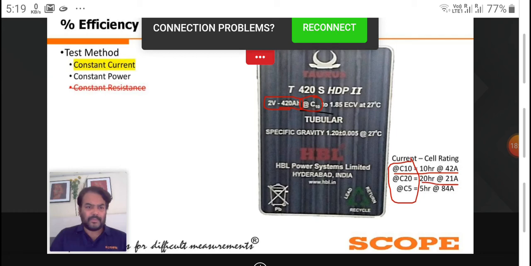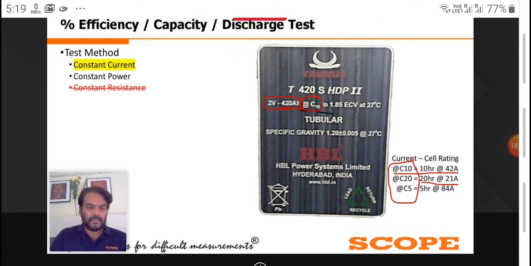For this type of question, if the battery bank capacity is 420 ampere hour and it is a C10 type of battery, it is always recommended that you keep the discharge time at 10 hours and discharge the battery bank with the rated discharge current, that is 42 amps. Don't go for 20 hours. It is not recommended to do the 20-hour test for C10 type batteries.